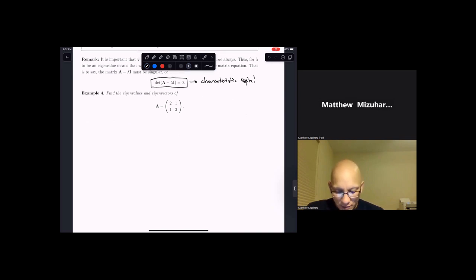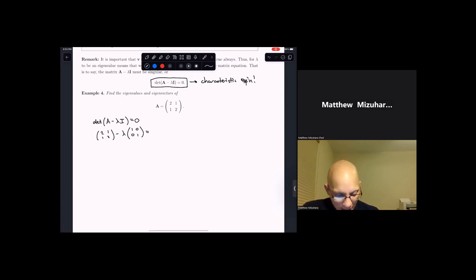So if A is the matrix 2, 1, 1, 2, first we need to find our eigenvalues. So that means I need to set up my characteristic equation: the determinant of A minus lambda I equals 0. Okay, so as a reminder, let me go ahead and just calculate, right? A is the matrix 2, 1, 1, 2, minus lambda times I. Remember here, it depends on the context, but I is always the identity matrix, which means it has 1s on the diagonal entries and 0 everywhere else. So for a 2 by 2 matrix, that's just 1, 0, 0, 1.